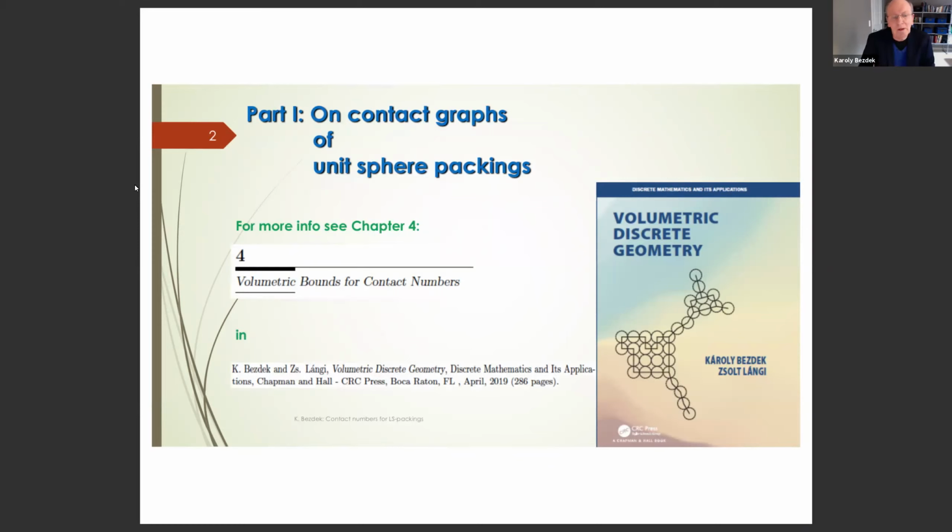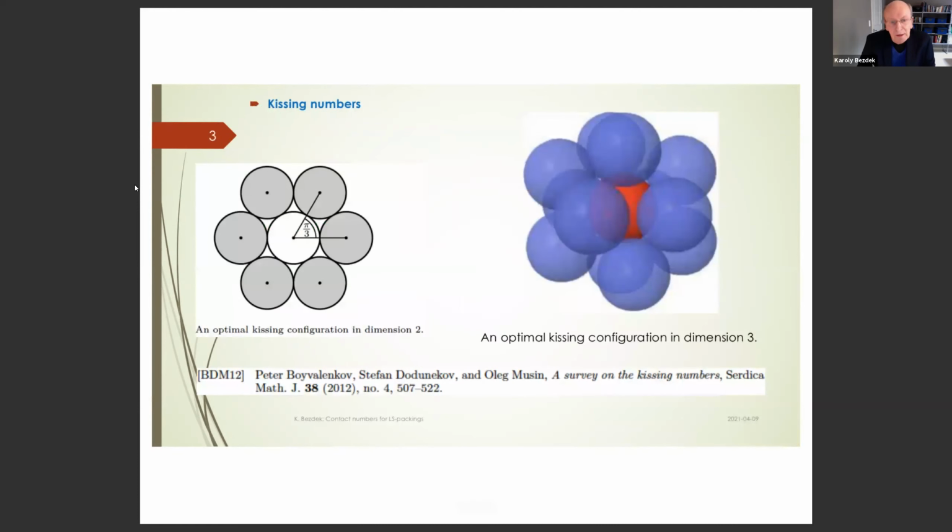So this part here reviews contact graphs of unit sphere packings. Of course, this is a topic that has been investigated in detail, so I'm not going to do a complete review, only a few results I will review here. This book here is a resource, in particular chapter 4, that could be used for further info. So let's start to review this.